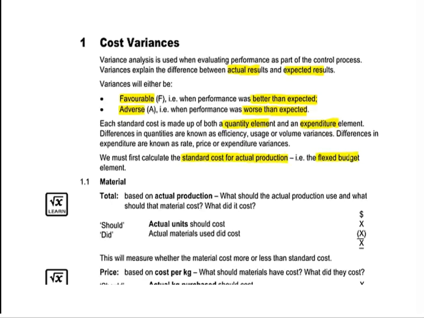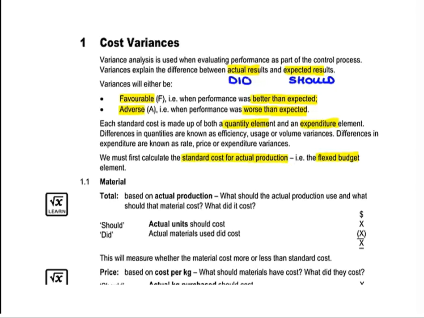Before we get too far into the chapter and all of the lists of variances, what we're basically looking at is comparing two things, should and did. So what we're effectively looking at then is the difference between the expected results, so the should cost or should use, and the actual results, so what we did use or what it did cost. So with variances then, there are lots of formulas to learn, but they're basically all the same, should and did.